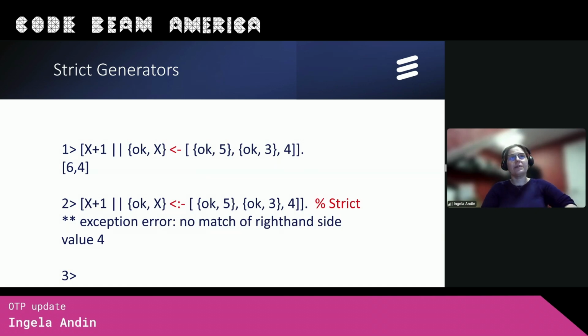We also introduced something called strict generators. For normal list comprehensions, if you have an element in the generator that doesn't match the match expression of the comprehension, it will just be filtered out. But if you use a strict generator, you will now get a runtime error.